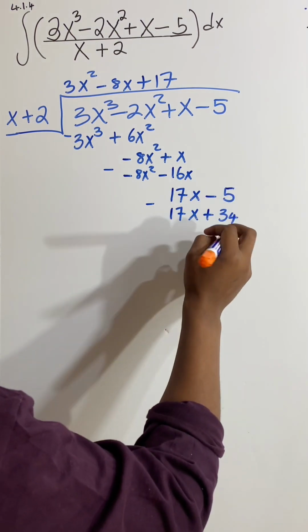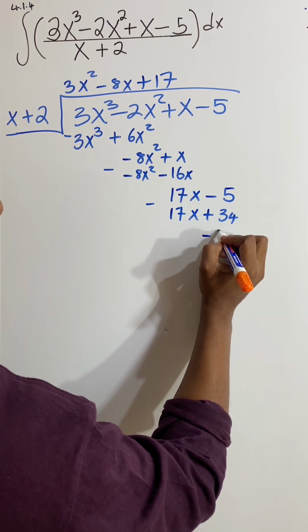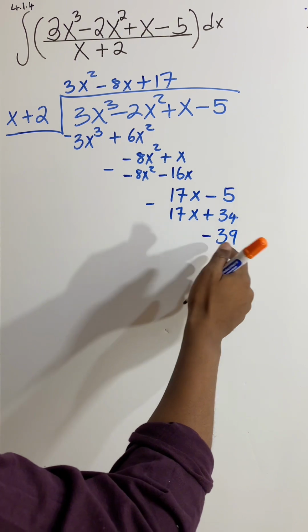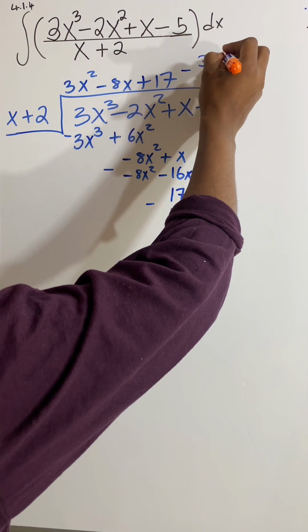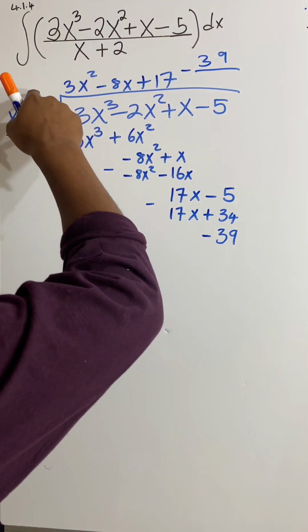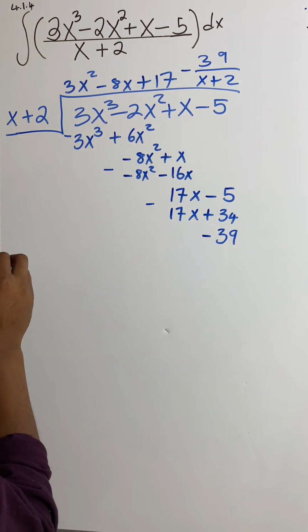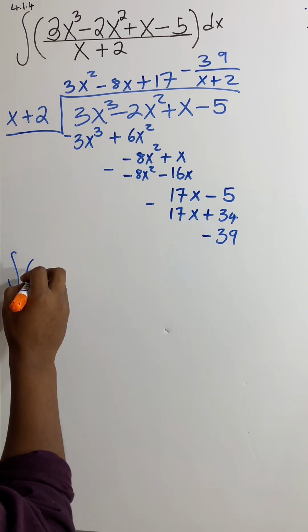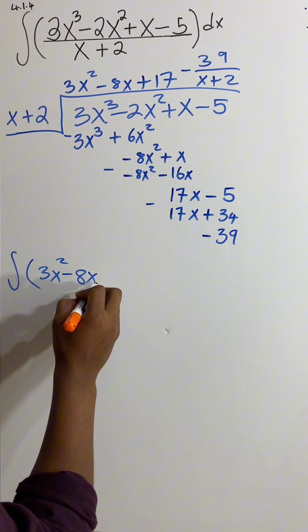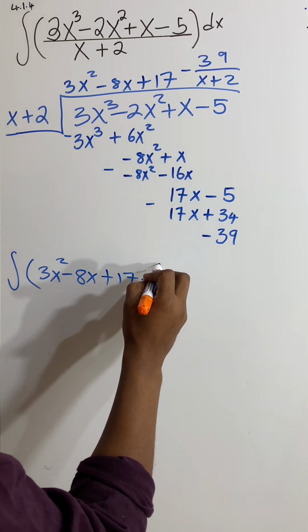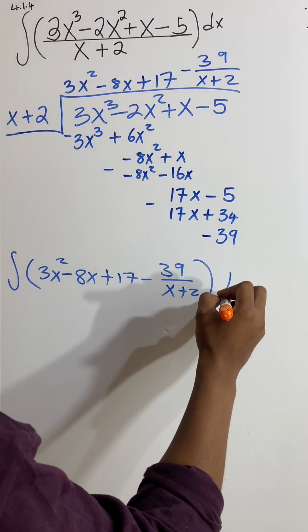Negative 5 minus 34 is equal to negative 39, and we stop here because the negative 39 is not paired to an x, so we write that negative 39 there, and we divide it by what's in here. So what we have there is x plus 2, so we'll have the integral of 3x squared minus 8x plus 17 minus 39 over x plus 2 dx.